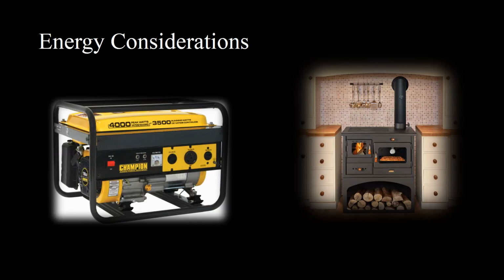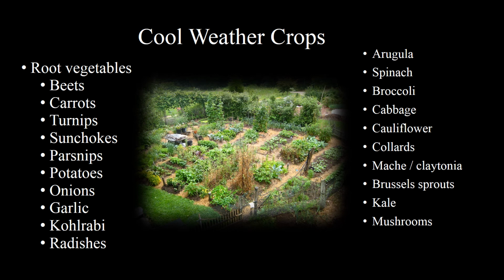We talked about energy considerations. A generator and wood stove might be good options if you live in a cooler climate. We talked about cool weather crops. Root vegetables tend to do better during cooler, wetter weather. Things like beets, carrots, turnips.